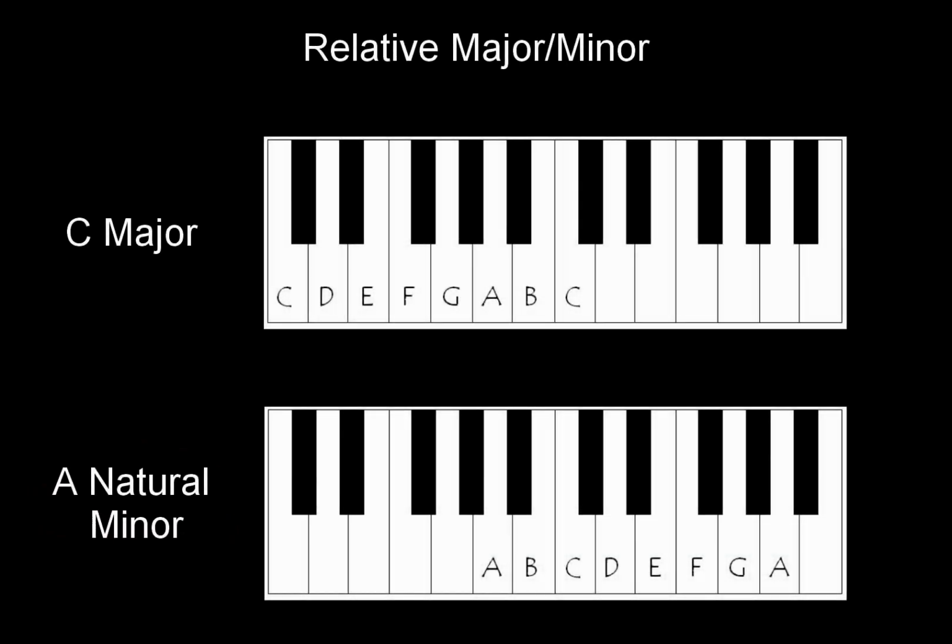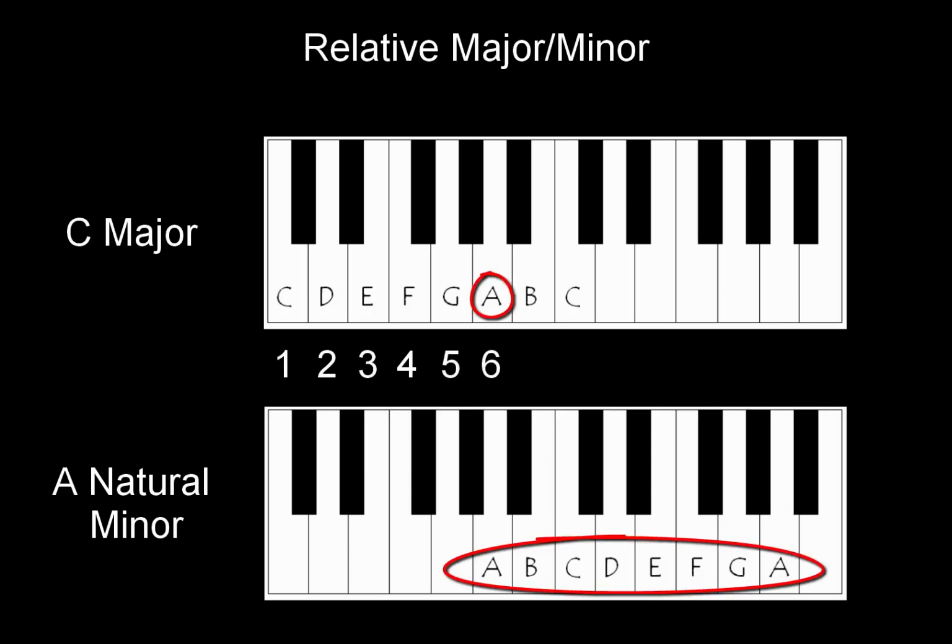In addition to having a parallel natural minor scale, each major scale also has a relative natural minor scale, which means they share all the same notes. In C major's case, the relative natural minor is A. To find the relative minor scale of any major scale, simply go to the sixth scale degree and build a one-octave scale using the notes of the original major scale.